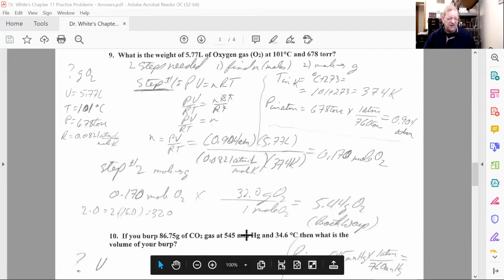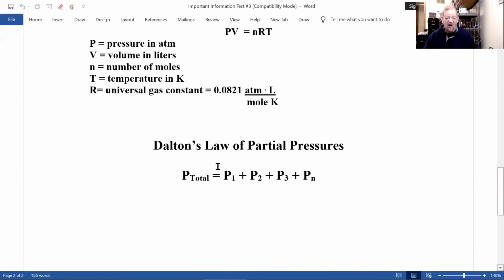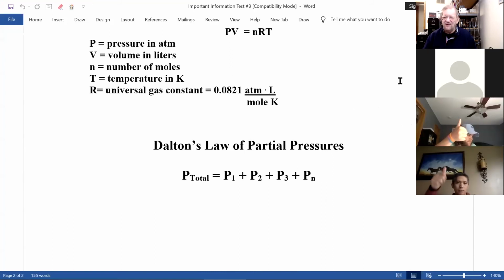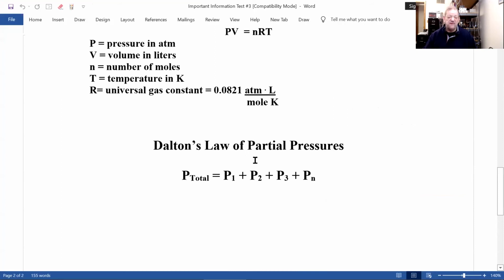Now, one of the things I didn't do, bad Dr. White, is have Dalton's law. Let me check. Everybody see Dalton's law? Thank you. And Dalton's law of partial pressures is the total pressure of a mixture of gases, P total, is the sum of the partial pressures of each gas in that mixture. Partial pressure, like P1, P2, P3, and so on, is the pressure of that gas in the mixture if it were alone. So Dalton's law is P total equals P1 plus P2 and so on.